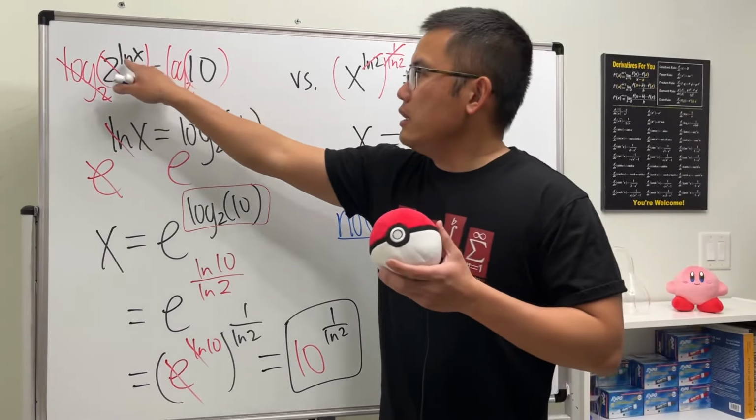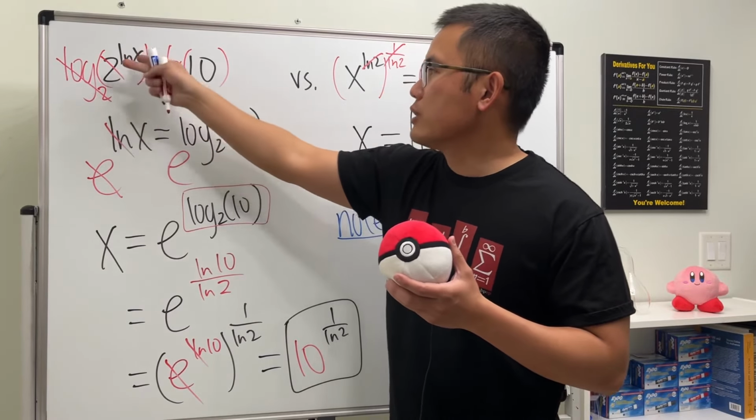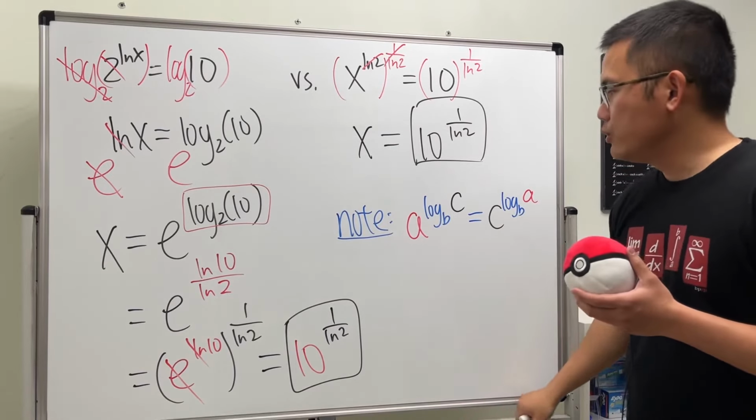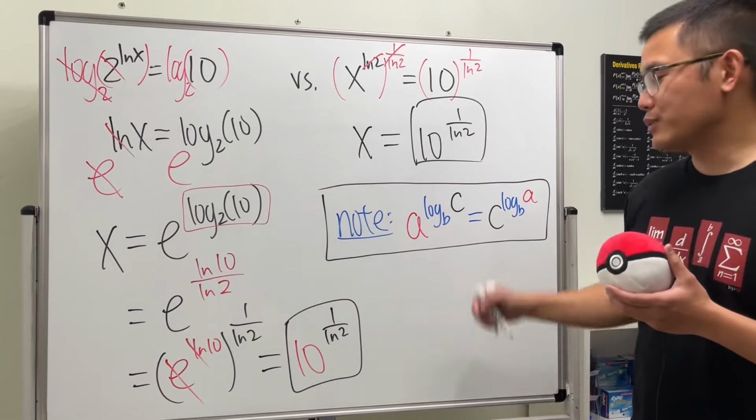So you see, ln is log base e, and when we have the 2 and x, we can actually just switch them. That's exactly what this property is saying, which is very, very cool. All right, that's why they have the same answer.